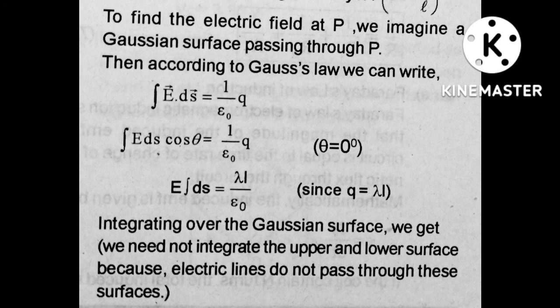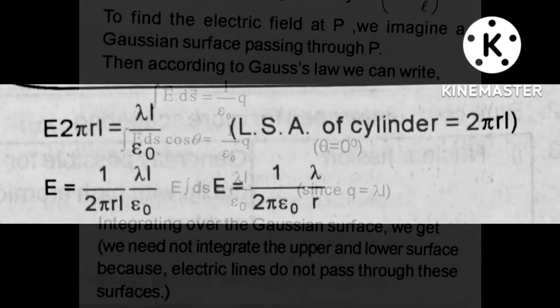Here we have Q equal to lambda L and theta equal to 0. Then cos theta will be equal to cos 0, that is equal to 1. Then we can write the equation as E ds is equal to lambda L by epsilon 0. Here the field is radial everywhere, so the flux through the two ends, that is the upper and lower surface of the Gaussian surface, will be 0. That means E and ds are perpendicular, so E dot ds will be equal to E ds cos 90, which is equal to 0. Therefore no need to integrate over the upper and lower surface, and we can integrate over the curved Gaussian surface only.